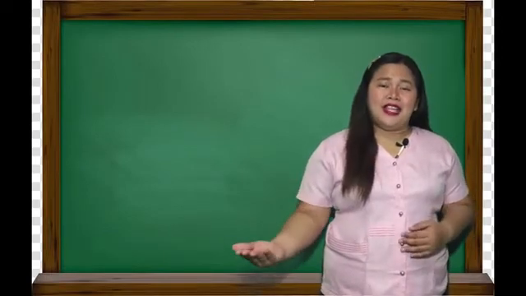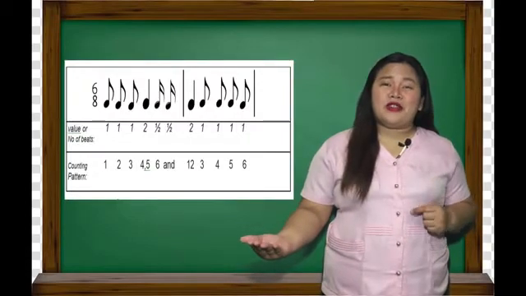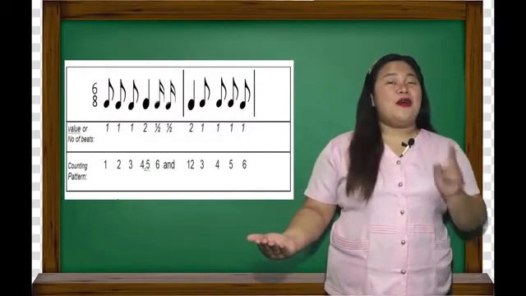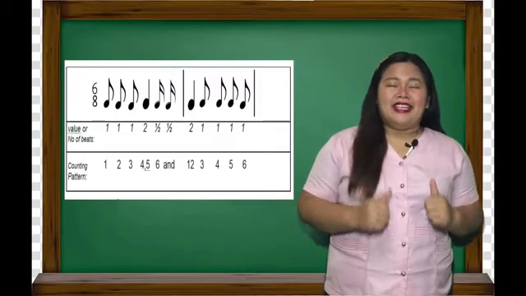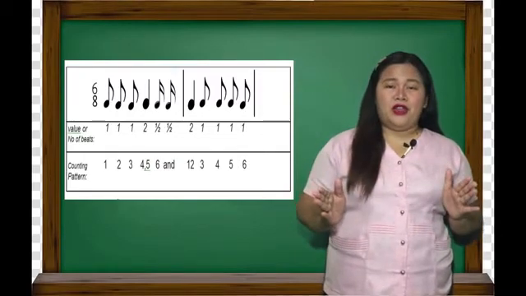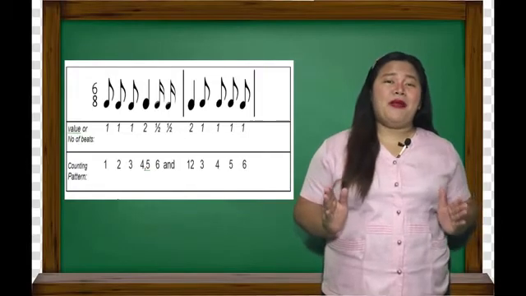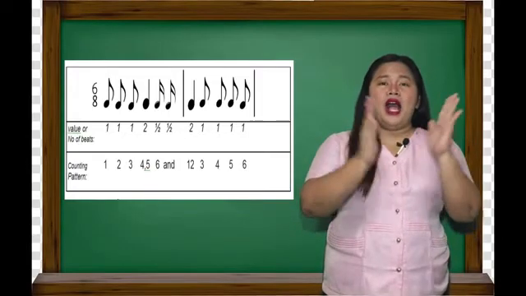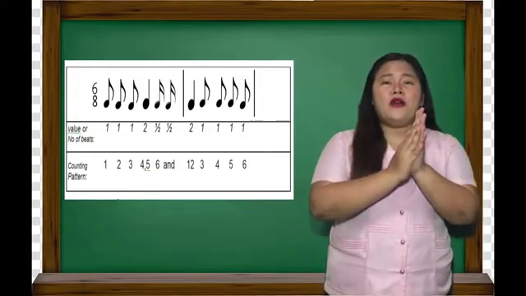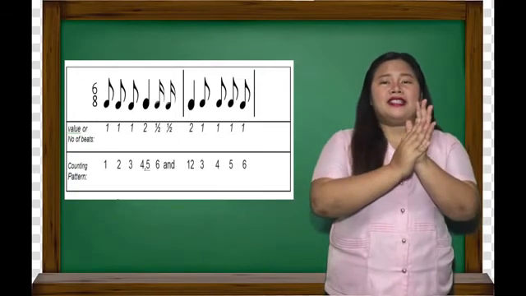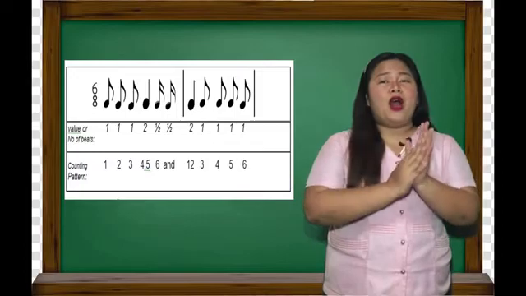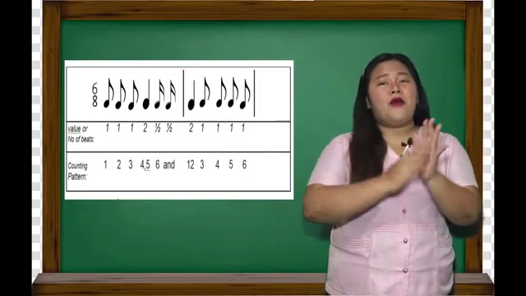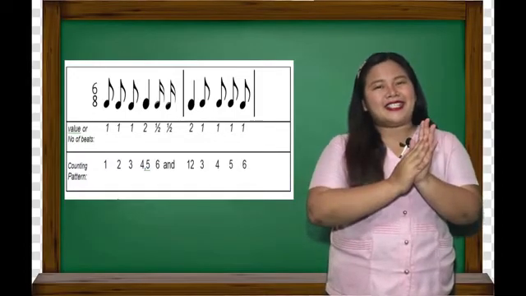Now, in this illustration, we are going to try it out, okay? So I want you to clap with me. On the first measure, the counting pattern will be 1, 2, 3, 4, 5, 6, and. On the second measure will be 1, 2, 3, 4, 5, 6.